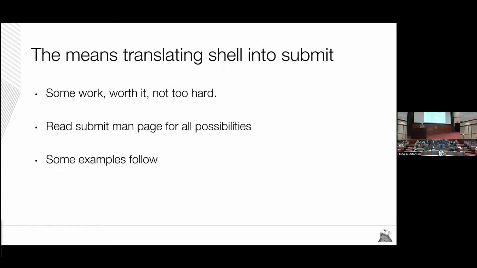So what does this mean for users? This means that we need to translate some of this shell language into Condor language, usually into the submit language. And I will grant you, this is a bit of work. And if you want to run at the highest level of reliability, we need to invest some time. You can read the submit man pages for all the wonderful things that submit can do. I'm going to give you a few examples to follow because I'm getting the stink eye from Brian.